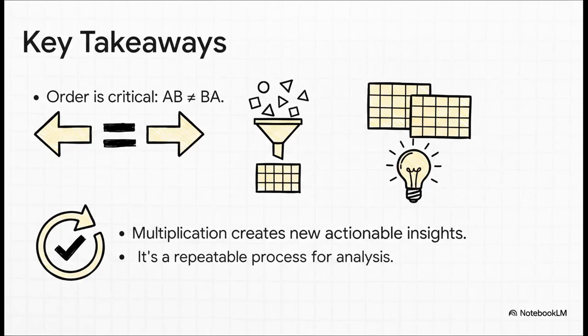So, to wrap up, let's quickly review the big ideas from today. First and foremost, order matters. The fact that matrix multiplication is not commutative is a critical concept you have to remember. Second, matrices are your best friend for organizing complex, messy business data. Third, the whole point of doing the multiplication is to create new insights that you can actually act on. And finally, because this is a structured process, you can rely on it for consistent, repeatable analysis.